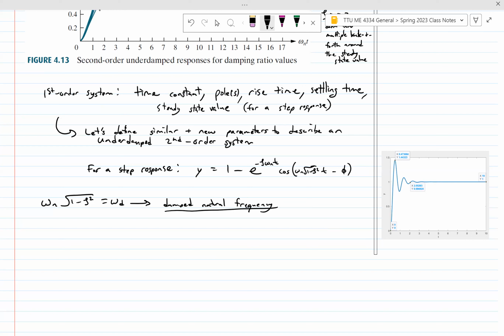That is our frequency that the sinusoidal part is moving at, right? So that's one parameter that would describe the system here, right? Frequency of the sinusoidal part of the response. Right? That's one thing. Okay.